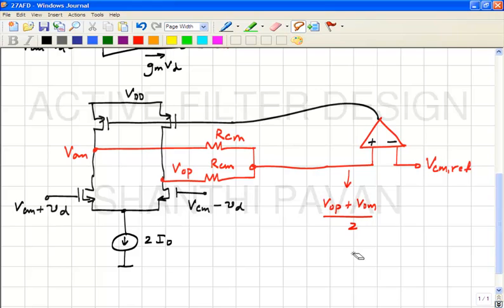So, the problem is that these two guys are loading the differential half. So, what do you think we can do to fix the problem? Okay, one straightforward solution is I will make RCM larger and larger and larger, right? Engineering solution. So what are the problems with the solution?